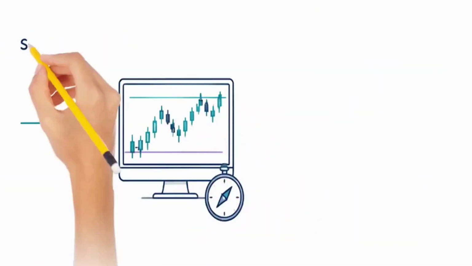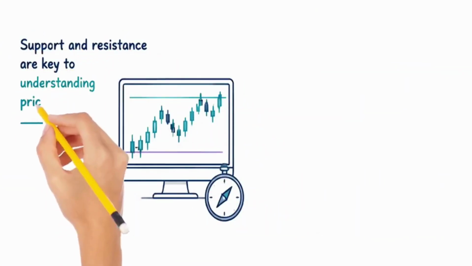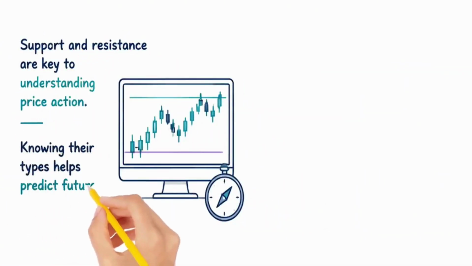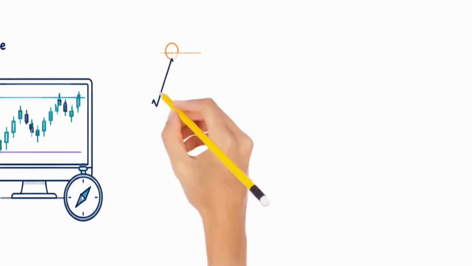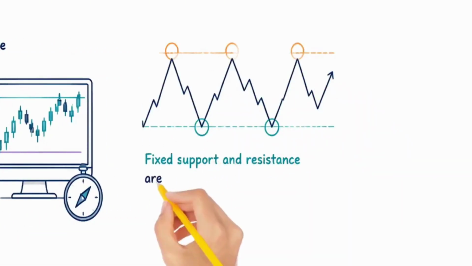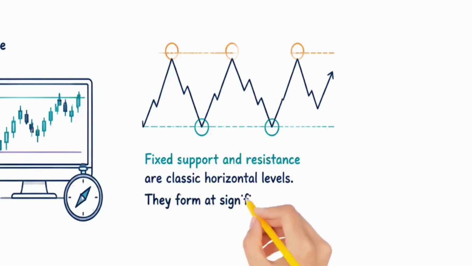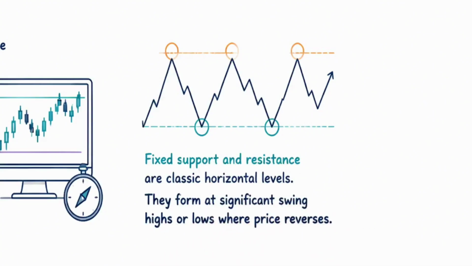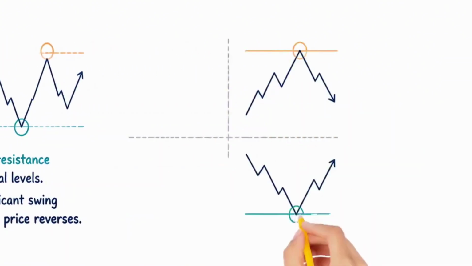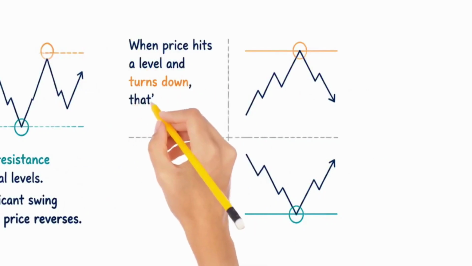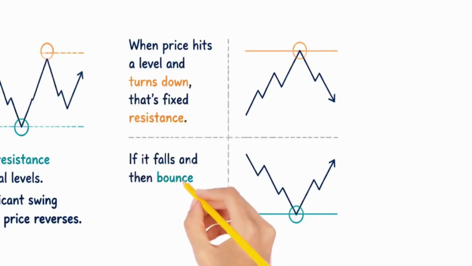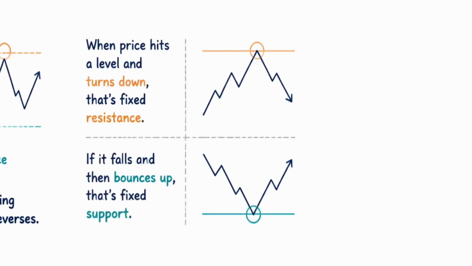Support and resistance are key to understanding price action. Knowing their types helps predict future market moves. Fixed support and resistance are classic horizontal levels. They form at significant swing highs or lows where price reverses. When price hits a level and turns down, that's fixed resistance. If it falls and then bounces up, that's fixed support.